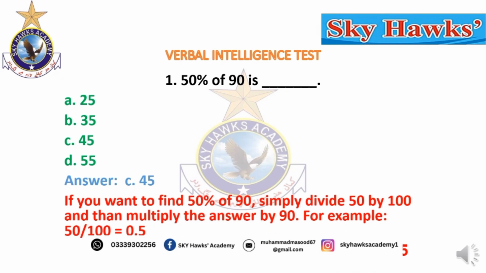First of all, if you want to find any percentage of any number, you have to simply divide that percentage by 100, and then multiply the answer by 90, or any number whose percentage is asked. For this question, first we will be dividing 50 by 100, and then the answer would be multiplied by 90. 0.5 multiplied by 90 gives the answer of the question, that is 45.